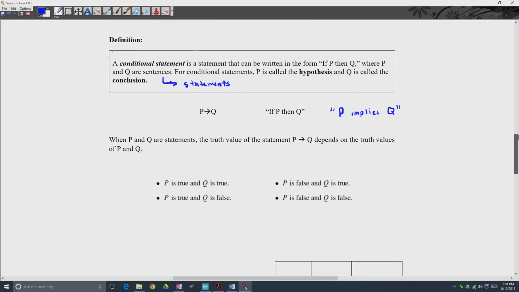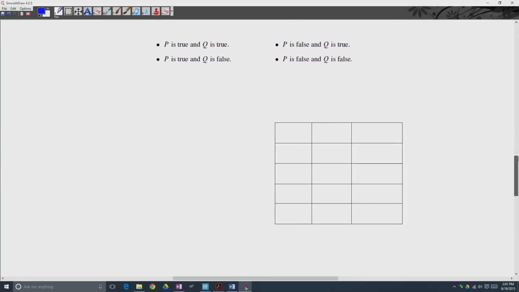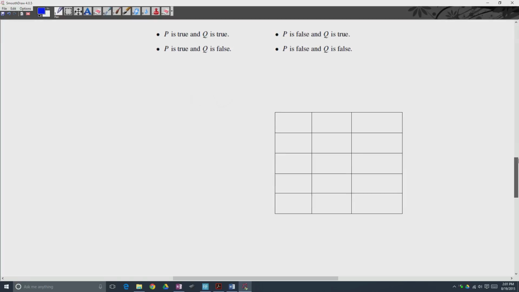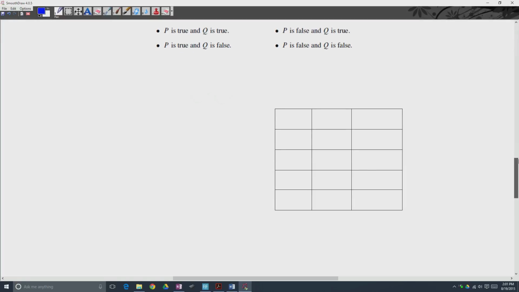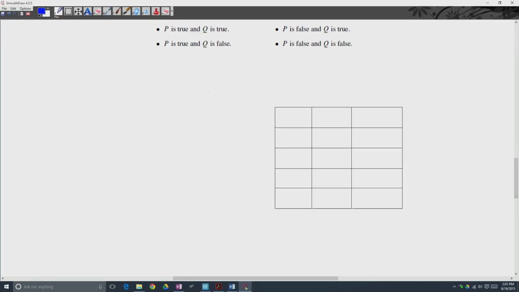I'm going to use a truth table to investigate these four possibilities. If you haven't seen truth tables yet, that's okay. They're pretty simple, so just follow along. This is our truth table. In the top row, you write in your statement. So you have P, you have Q, and then you have P implies Q.